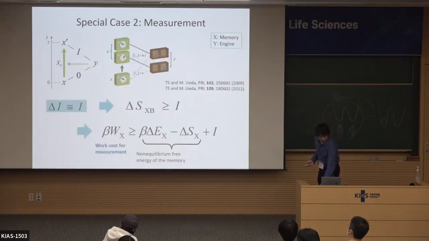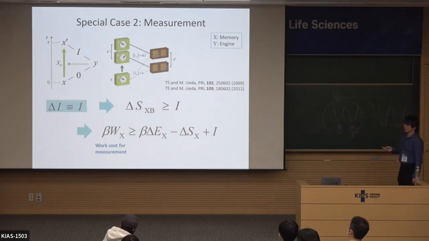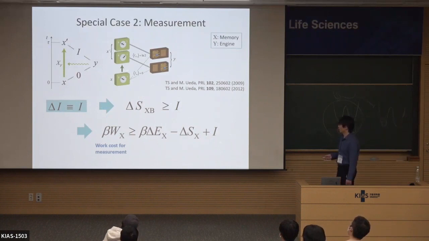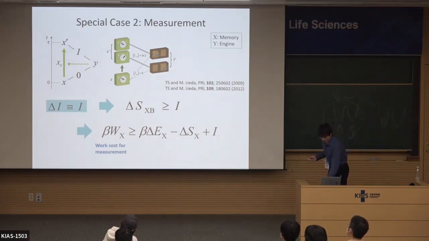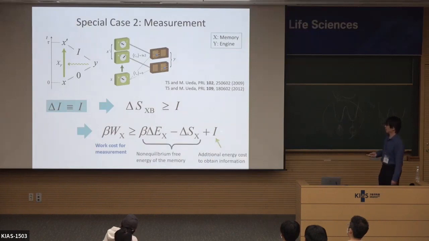Okay, so case two is the measurement cost. In the case of the measurement, the initial correlation is zero, and the final correlation is something the memory gets. So the mutual information change is just given by I, and I is the obtained information. So the entropy production in system X should always be positive. That cannot reach zero because of this additional information obtained by the measurement. So this I is the origin of the work cost that is needed for the measurement process of the demo that I have shown today, just 30 minutes ago. So this is a derivation of the result about the measurement cost of Max's demo.